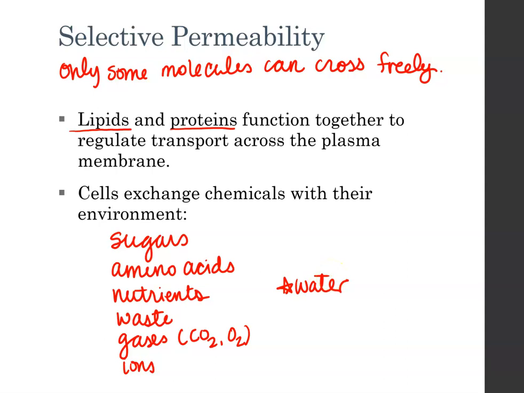So we're going to talk about the ways in which these molecules move. And most of our transport mechanisms that we are going to focus on are moving single molecules, one molecule at a time, although we can also have bulk transport of larger molecules or particles.